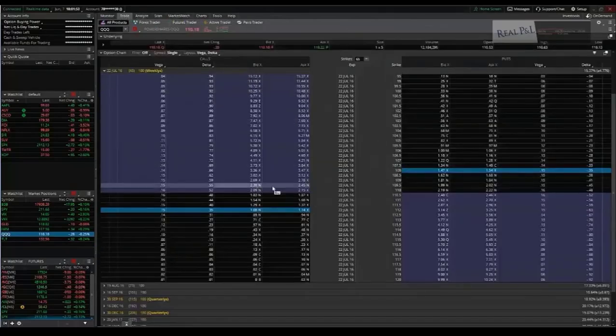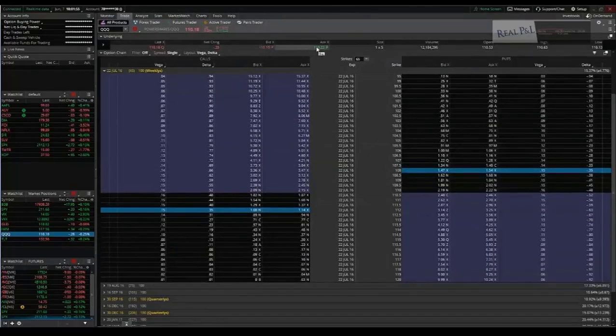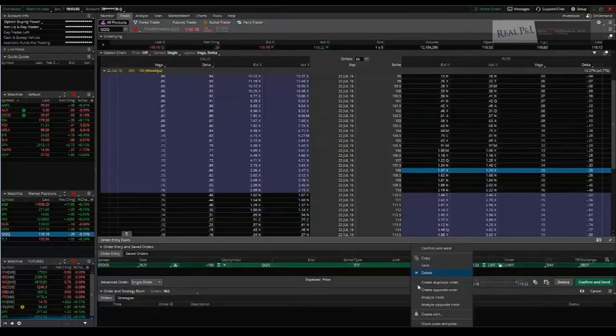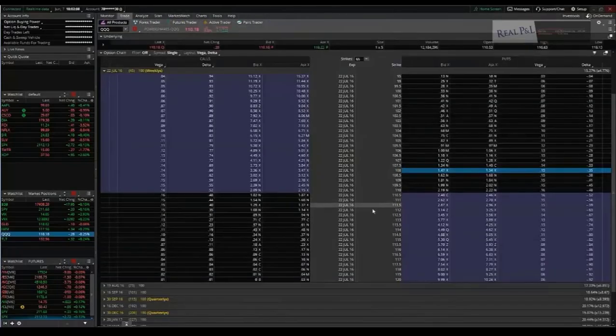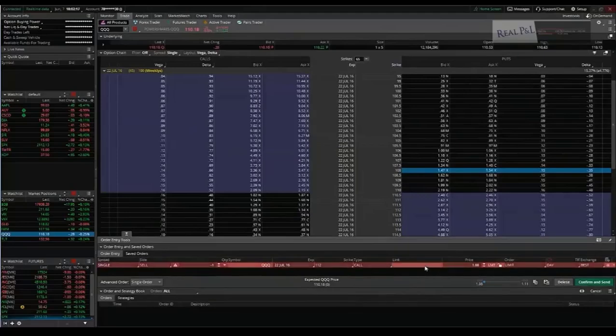So what's a covered call? Well, a covered call is if you were to buy the stock. So you buy a stock, let's put that in. And let's say that you sold a call, put that in there.